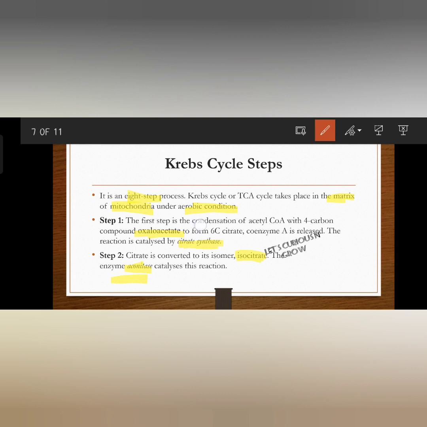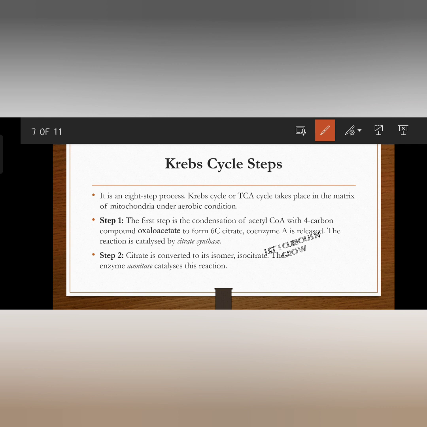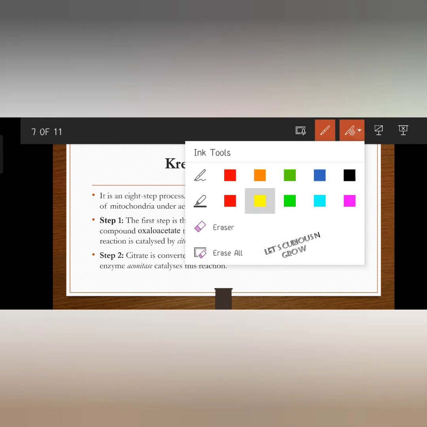Fine. So here is the cyclic step that I told you about previously. This is the enzyme citrate synthase, this is oxaloacetate, this is isocitrate, this is the coenzyme. So basically what you have to learn is that it is an 8-step process.